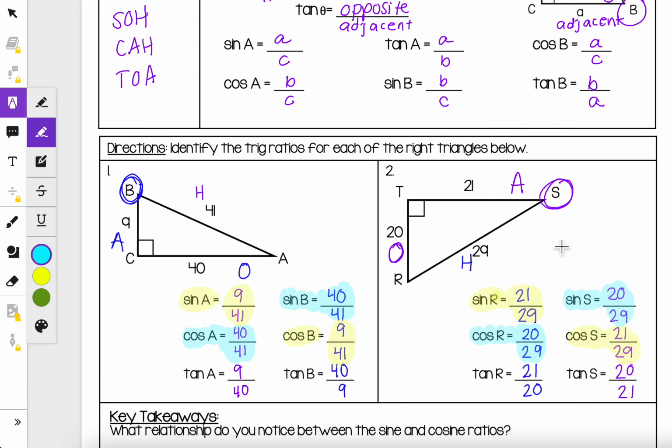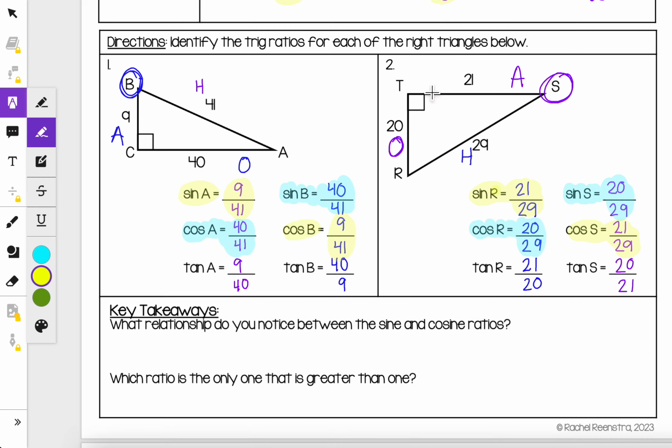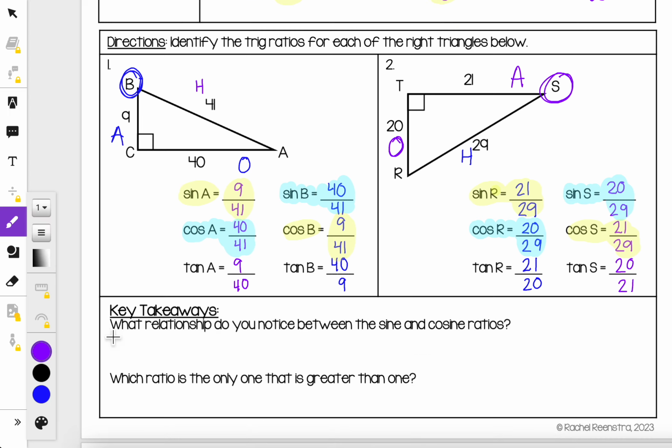If we look at the variables, we see that it is always going to happen. So the sine of A here is A/C, which also is the cosine of B. And the cosine of A was B/C, which was the same as the sine of B, B/C. Okay, so what we can say here is the sine of A equals the cosine of B.